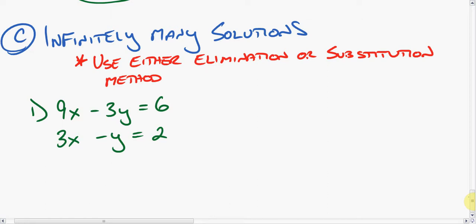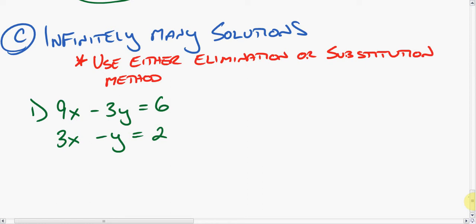This is section 3.2 part 3, and we are still solving linear systems. Back when we graphed, we saw a scenario when we had infinitely many solutions. When we had infinitely many solutions, it was the same equation that was graphed twice, and it looked like one line because it was the same line over itself. When you're using elimination and substitution, you still can have the scenario of no solution or infinitely many. So we're going to look at the idea of infinitely many first, and then we'll do no solution.